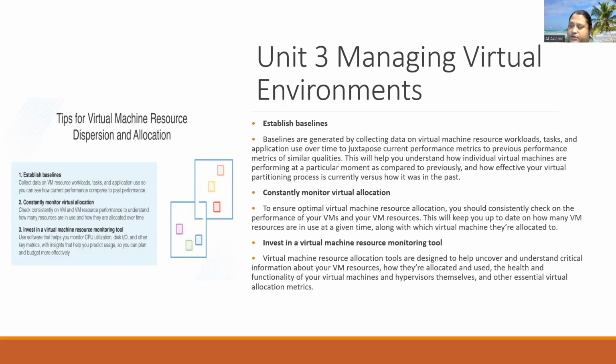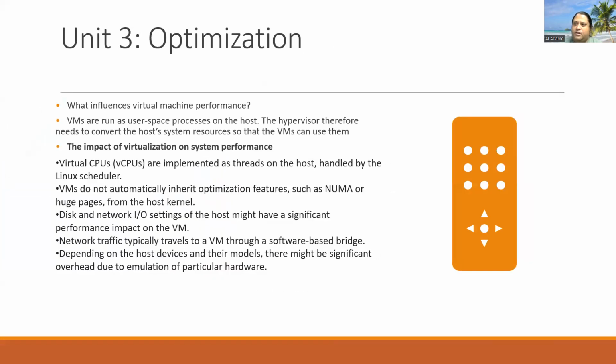Investing in a virtual machine resource monitoring tool, which I literally just mentioned. Virtual machine resource allocation tools are designed to help uncover and understand critical information about your virtual machine resources, how they're allocated and used, the health and functionality of your virtual machines and hypervisors themselves, and other essential virtual allocation metrics. So moving on, let's get into optimization. This is all about allocation, right? So optimization. What influences virtual machine performance?